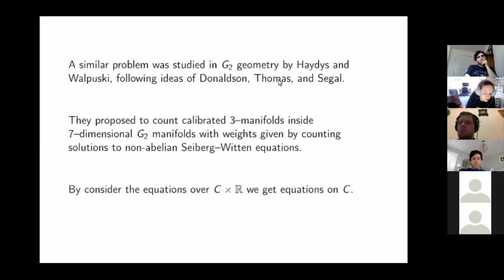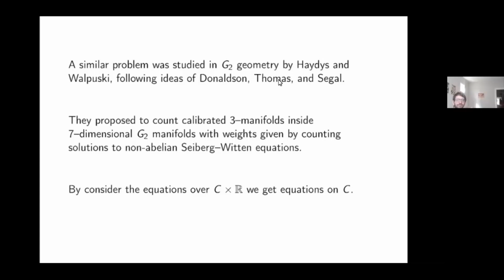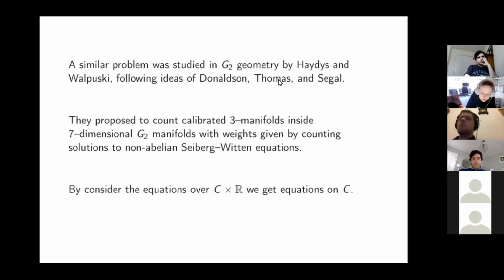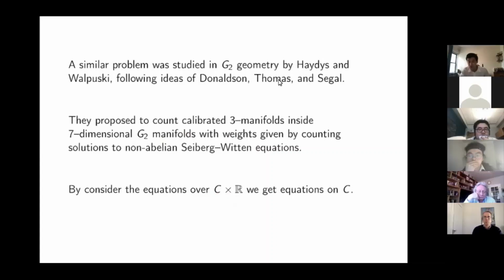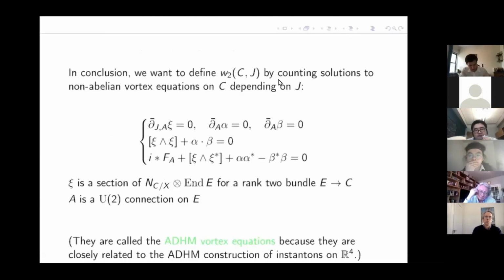So now we can take the proposal and consider a dimensional reduction. We can look at these generalized Seiberg-Witten equations over 3-manifolds of the form C times R, where C is a Riemann surface. We can consider R-invariant, translation-invariant solutions, and we get some gauge theory equations on C. And that is our guess for what these weights should be. So let me write down these equations.